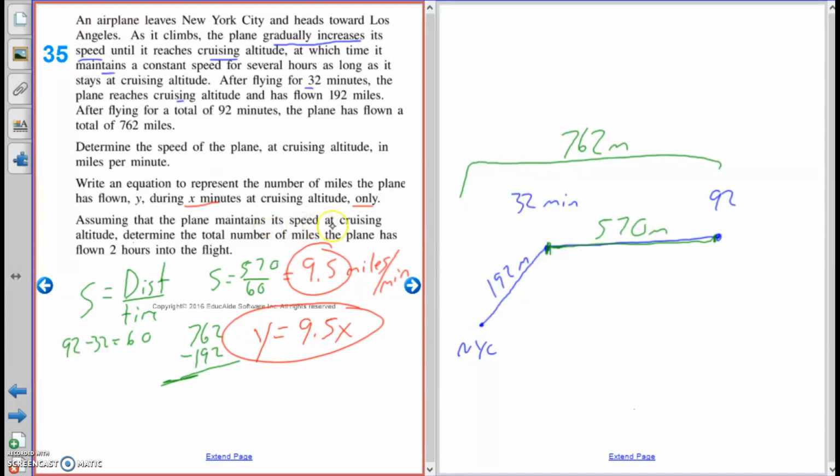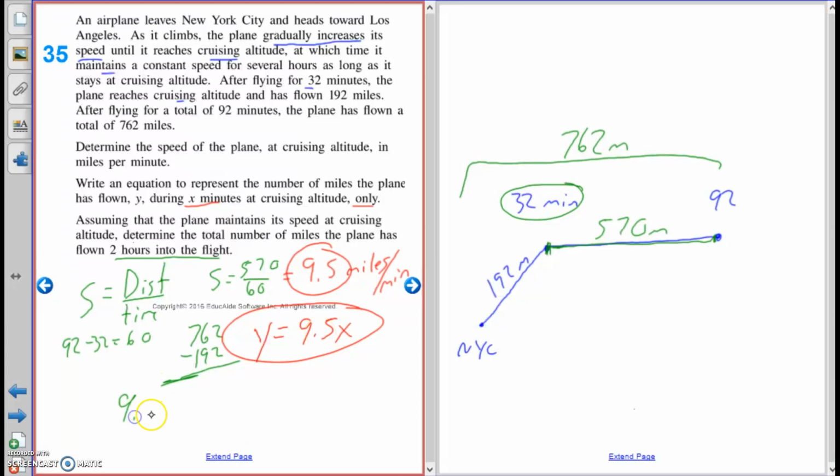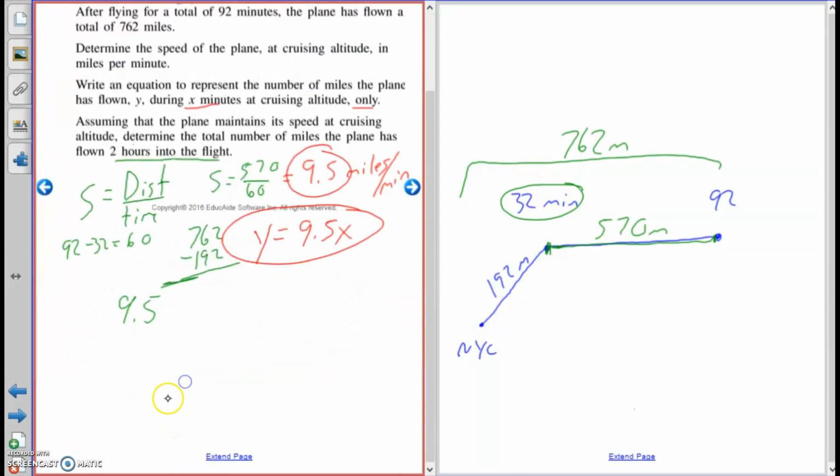Assuming that the plane maintains its speed at cruising altitude, determine the total number of miles the plane has flown 2 hours into the flight. Now, 2 hours into the flight does include the 32 minutes that it was climbing in the air. So it's going this 9.5 speed for not the whole 2 hour time. So how long is it at the 9.5 speed? Well, 2 hours is 120 minutes, 60 times 2.